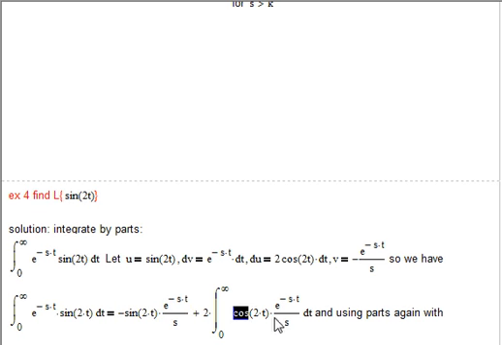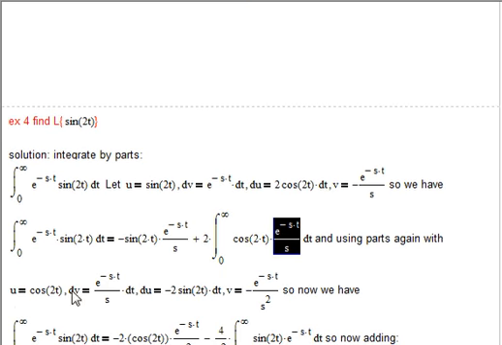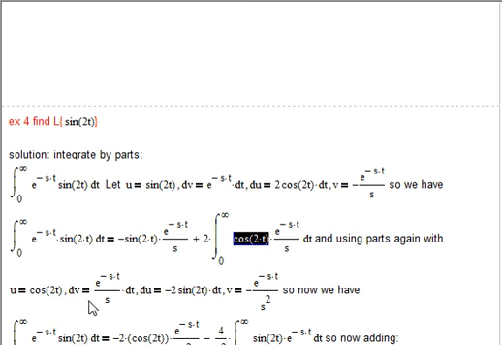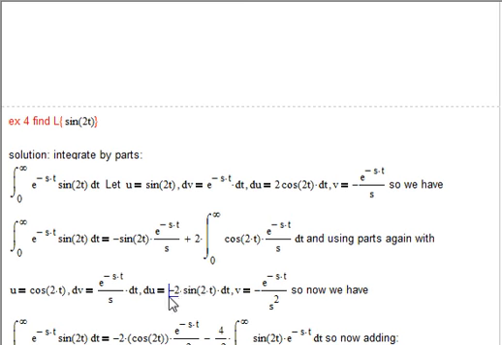cosine of 2t e to the negative st over s dt, and using parts again, this time we would say u is cosine of 2t, that's this part, and dv is e to the negative st over s, and du is negative 2 times sine of 2t, of course that's the derivative of this, and v would be, well, we'd have to integrate this animal, so that would be negative of e to the negative st over s squared.